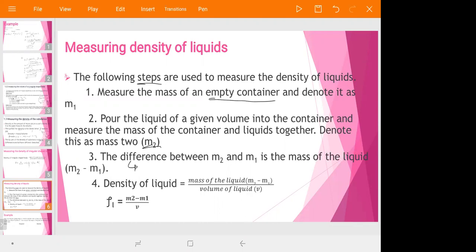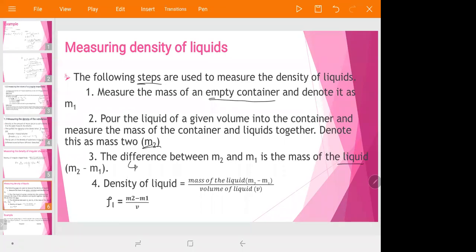What does difference mean? The difference between. What does product mean? Product means multiplication, or multiplying. What about difference? It shows subtracting. Excellent. So the difference, that means mass 2 minus mass 1, is the mass of the liquid.